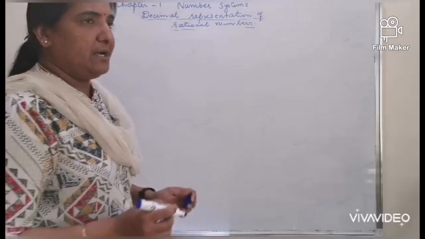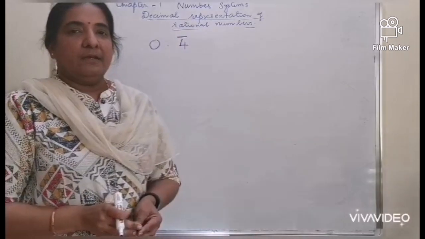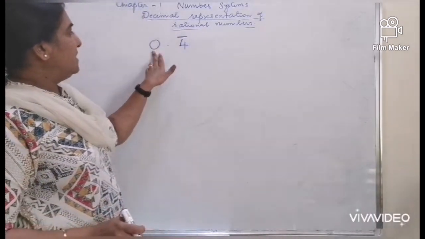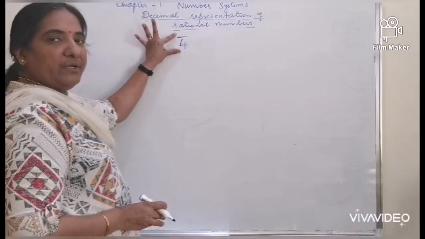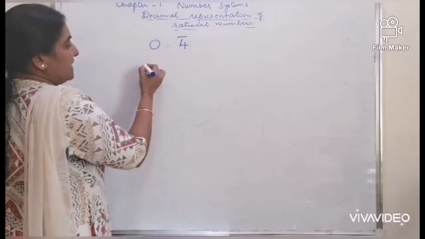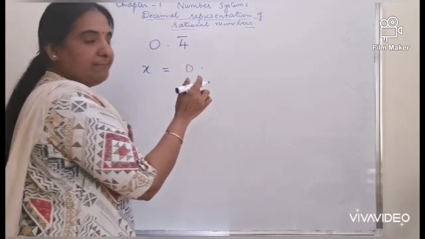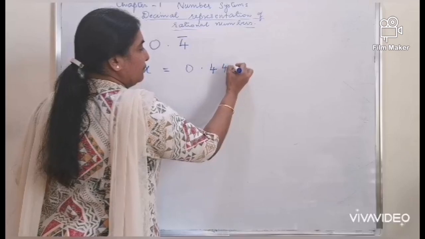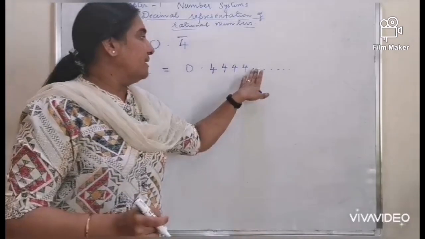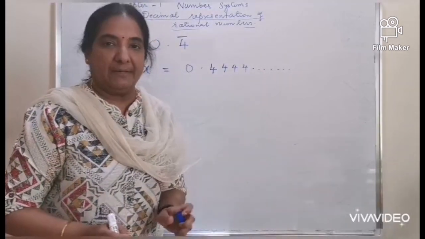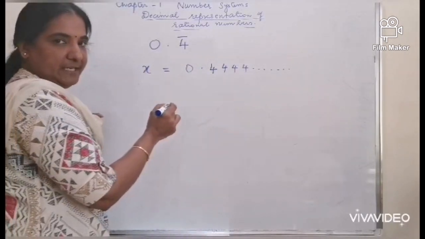Let's take the simple example of 0.4 recurring. When you observe 0.4 recurring, it shows that only the digit 4 is recurring. Let us take x is equal to 0. Remove the recurring symbol and write 4, 4, 4, 4, etc. The digit is not stopping, so please put the etc. symbol. Here only one place, 4, is repeating.